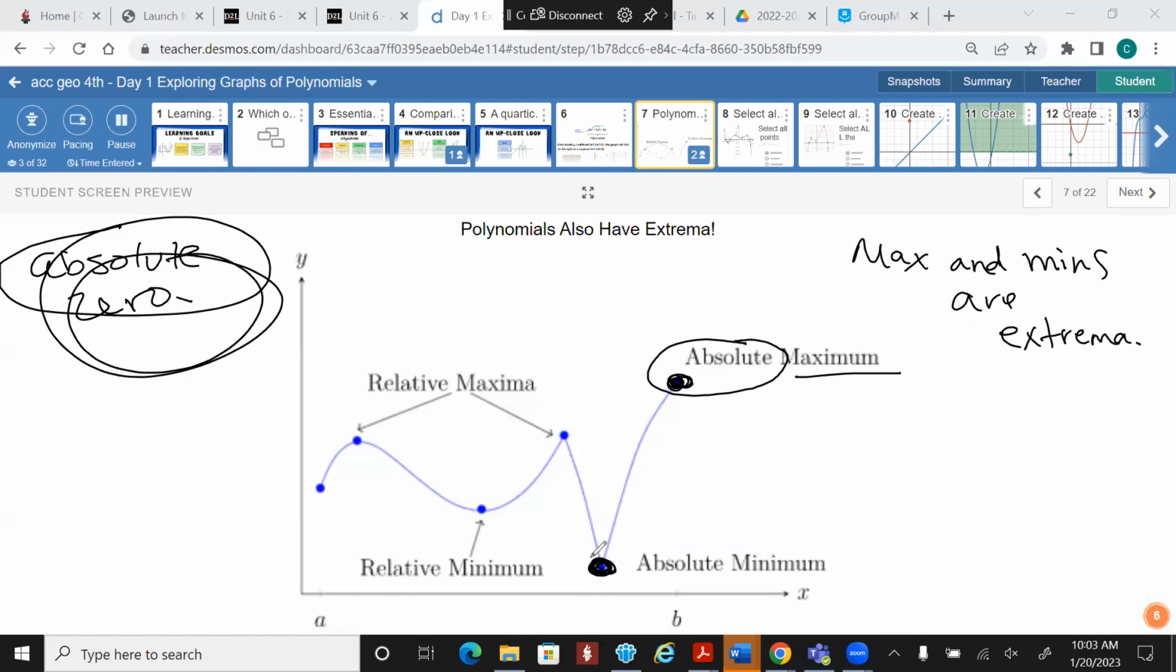Does that make sense? Now, relative means that it went up and then went back down, but it's not the absolute highest point, right? So relative is going to be like in here. We got relative maxes right here, and a relative min right here. Go ahead and take a second if you want to draw that diagram on your paper.